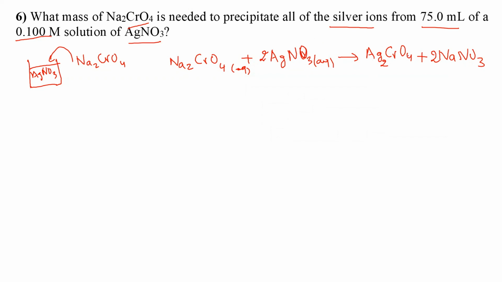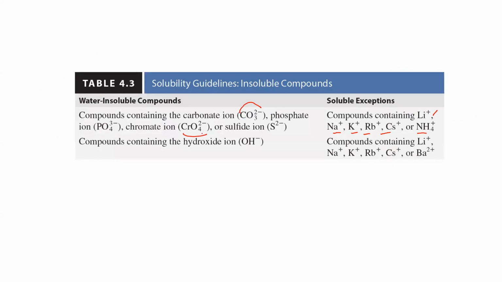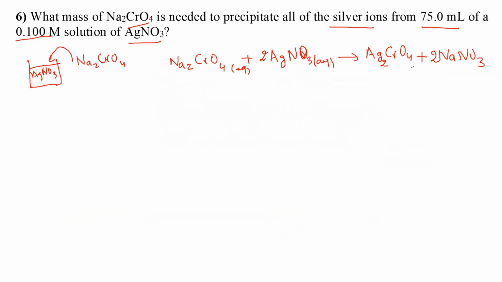What will happen to silver chromate? We know that anything with chromate will not be soluble. Here, you can remember the table: anything with chromate is not soluble except when you have lithium, sodium, potassium, rubidium, cesium, or ammonium. So here we have silver chromate, so we know that it's going to be solid. Anything with nitrate is soluble, so this one is going to be aqueous. Okay, so this is our setup. Now, what we have is sodium chromate, and what is asked is the mass. And this is added to a solution of silver nitrate.